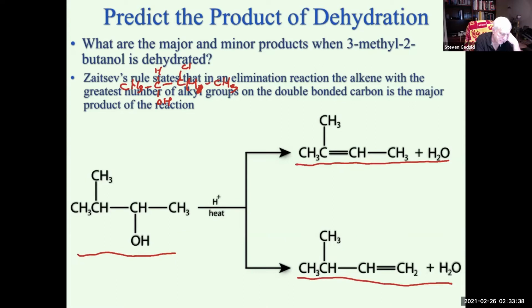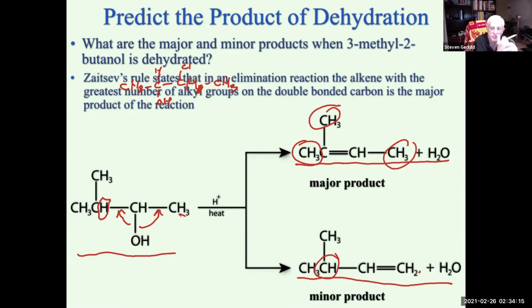In the top product we took away this hydrogen here. The electron swung that way. On the bottom one, the electron swung that way, and we took away one of the hydrogens from here. And you can see there's more alkyl groups attached. There's a CH3, there's a CH3, there's a CH3. Those are all attached to the carbons of the double bond. Here you have CH2, CH, one alkyl group attached. That way you have 3. So this is your major product on the top. This is your minor product on the bottom.